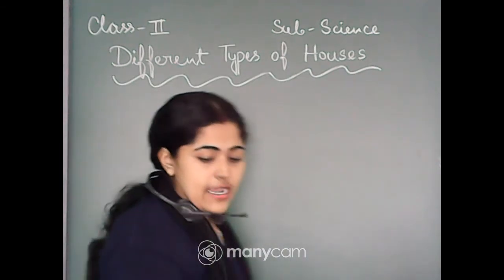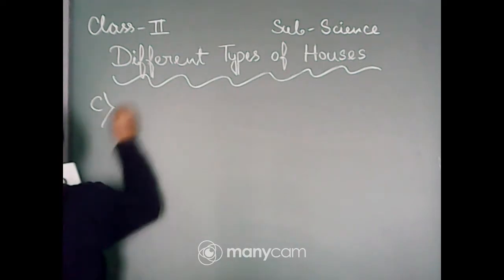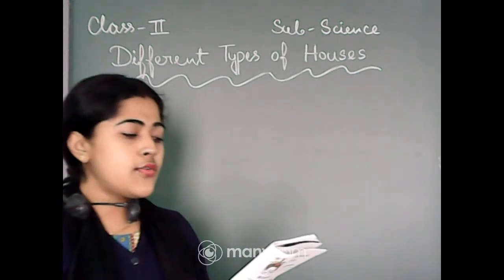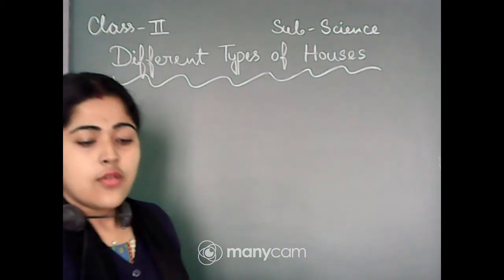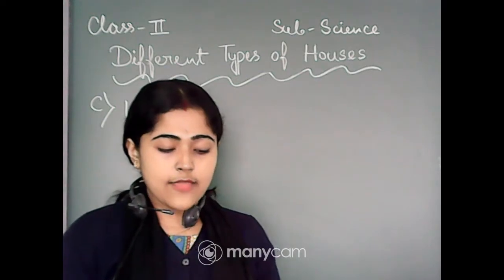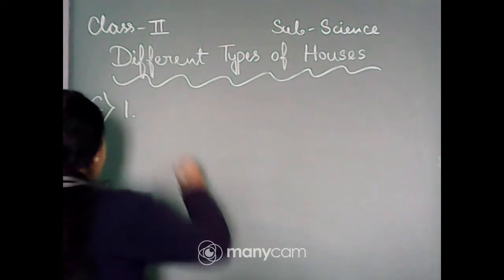So let's start with question C. Answer the following questions. The first question is, why do we need a house? These things you already learned, that why we need a house. We need a house to live in.